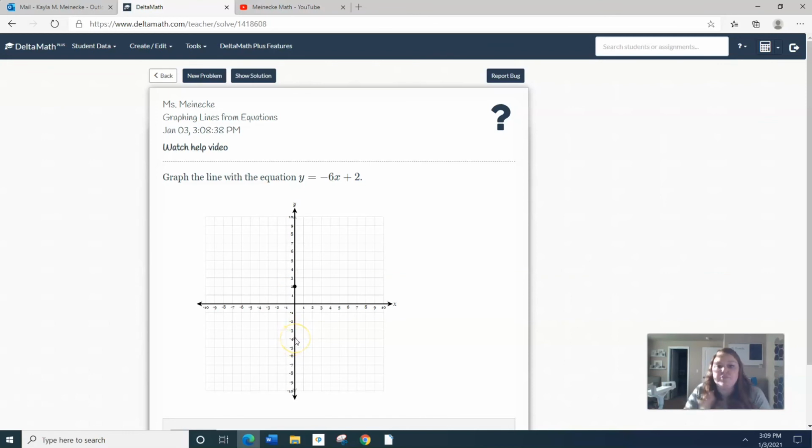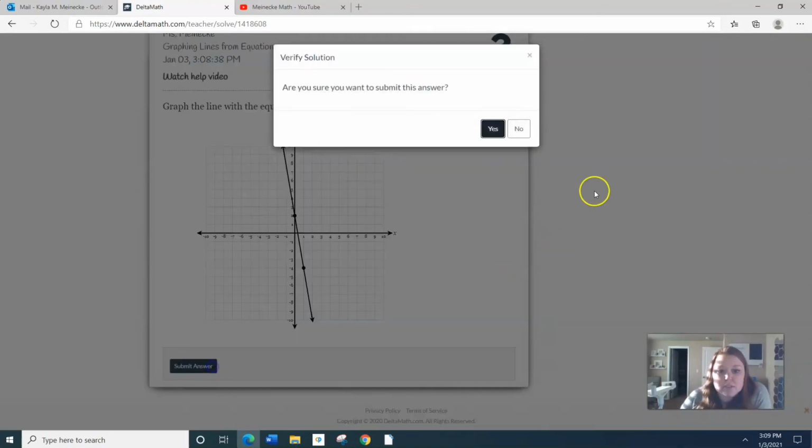Now, I have to go over something, right? I'm going to go over 1, because -6 divided by +1 is still just -6. So your rise was -6, your run was 1. So down 6 over 1. And then let's hit submit.